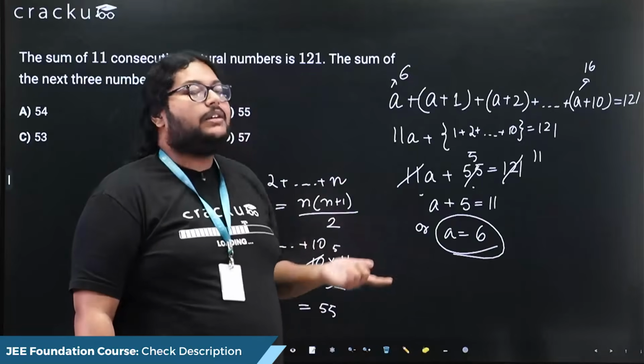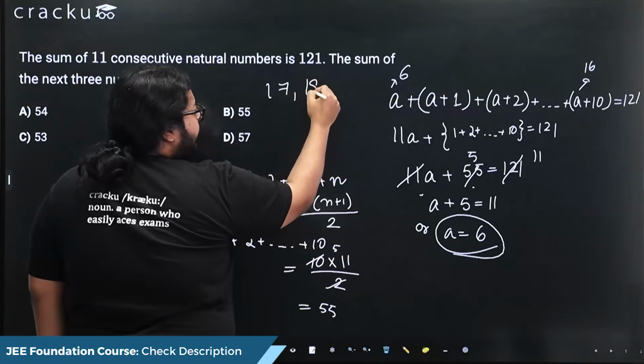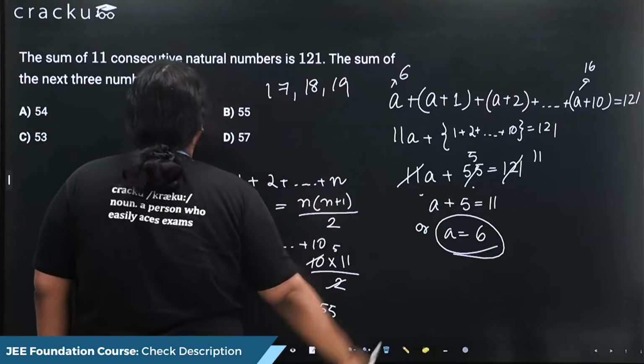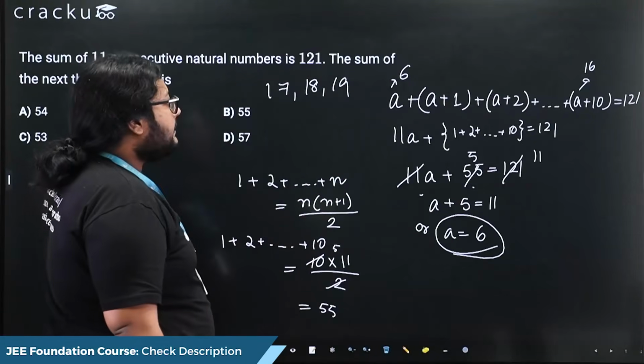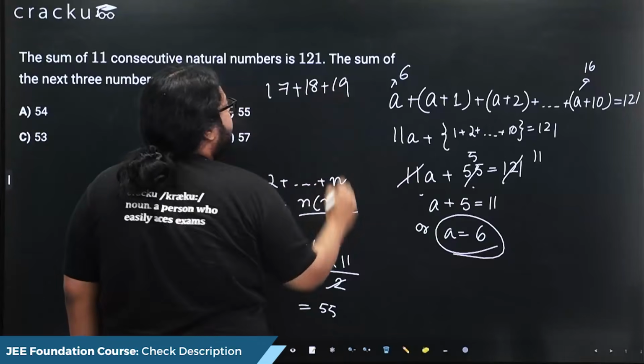What are the next 3 numbers? The next 3 numbers are 17, 18 and 19. They want us to find the sum of all the 3 numbers. So we have 17 plus 18 plus 19.